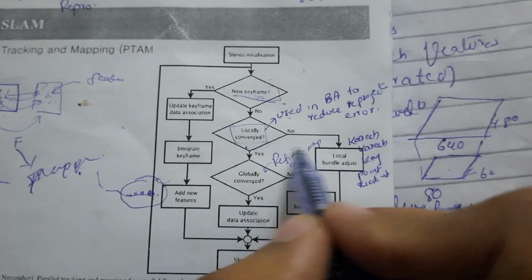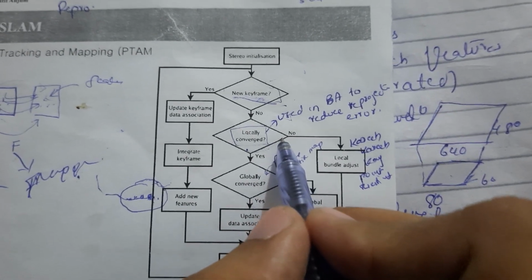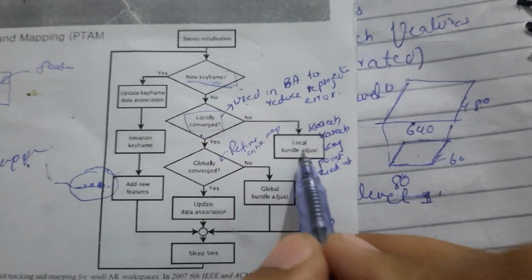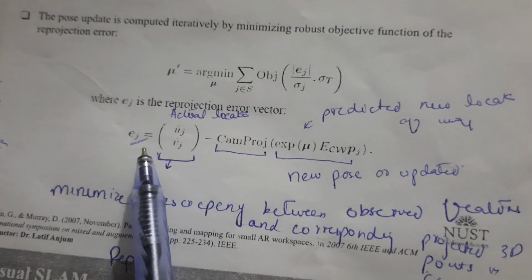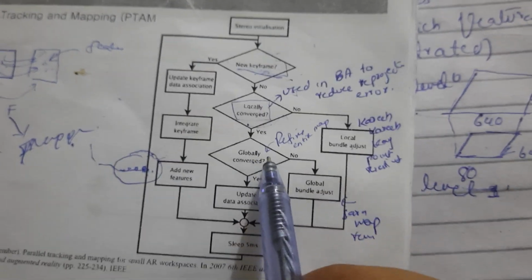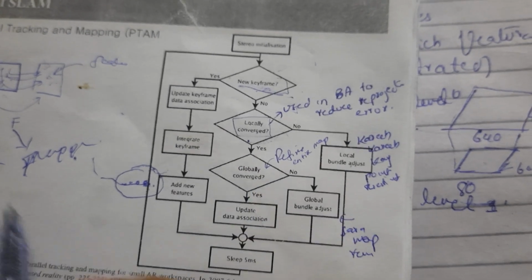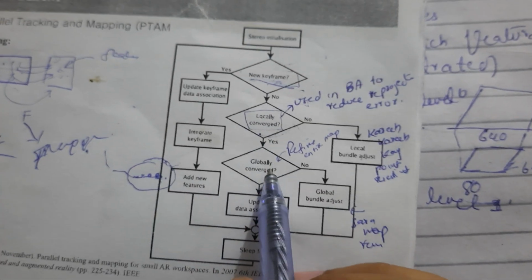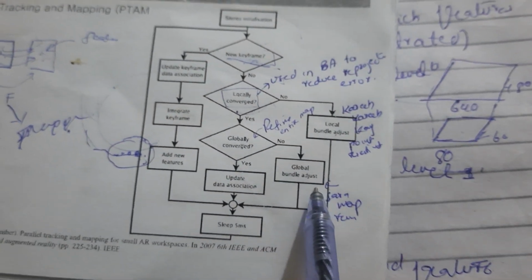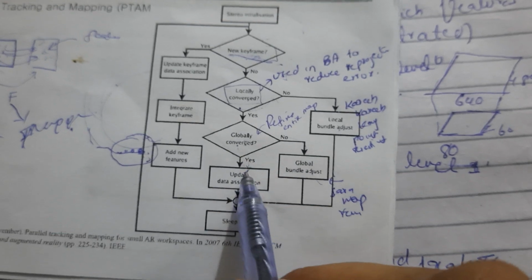If it is not locally converged, if you have not minimized the error in your neighborhood with the help of this keyframe, you will do it with local bundle adjustment. With local bundle adjustment, you minimize the reprojection error to correct your map further. Again, you have done it locally. Now you will see whether you need to do it globally as well, so that your whole map is refreshed or renewed. If you have not done it, you will do global adjustment. If you have done it, just move forward and update your data association. Now, this is the path where you are not considering it as a new keyframe.